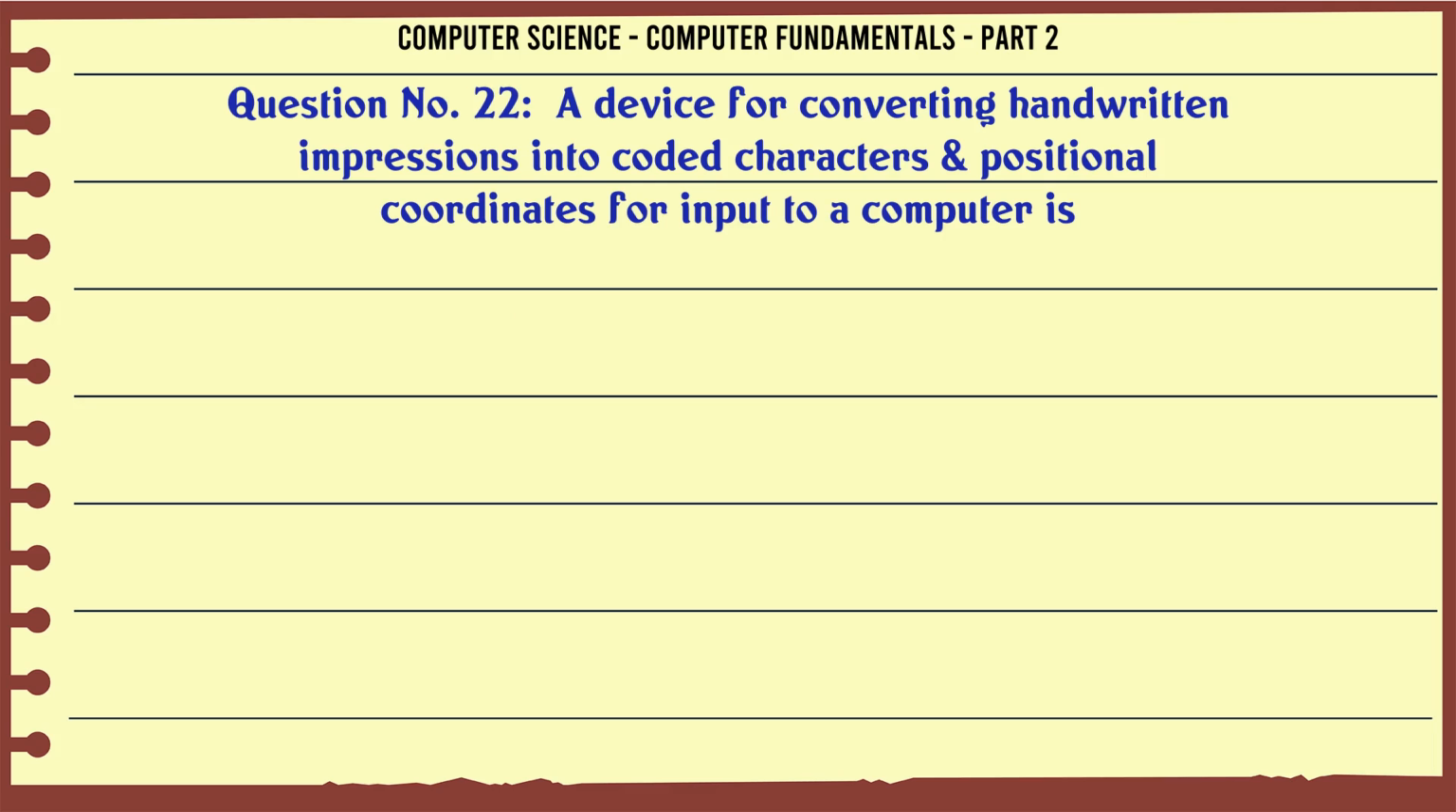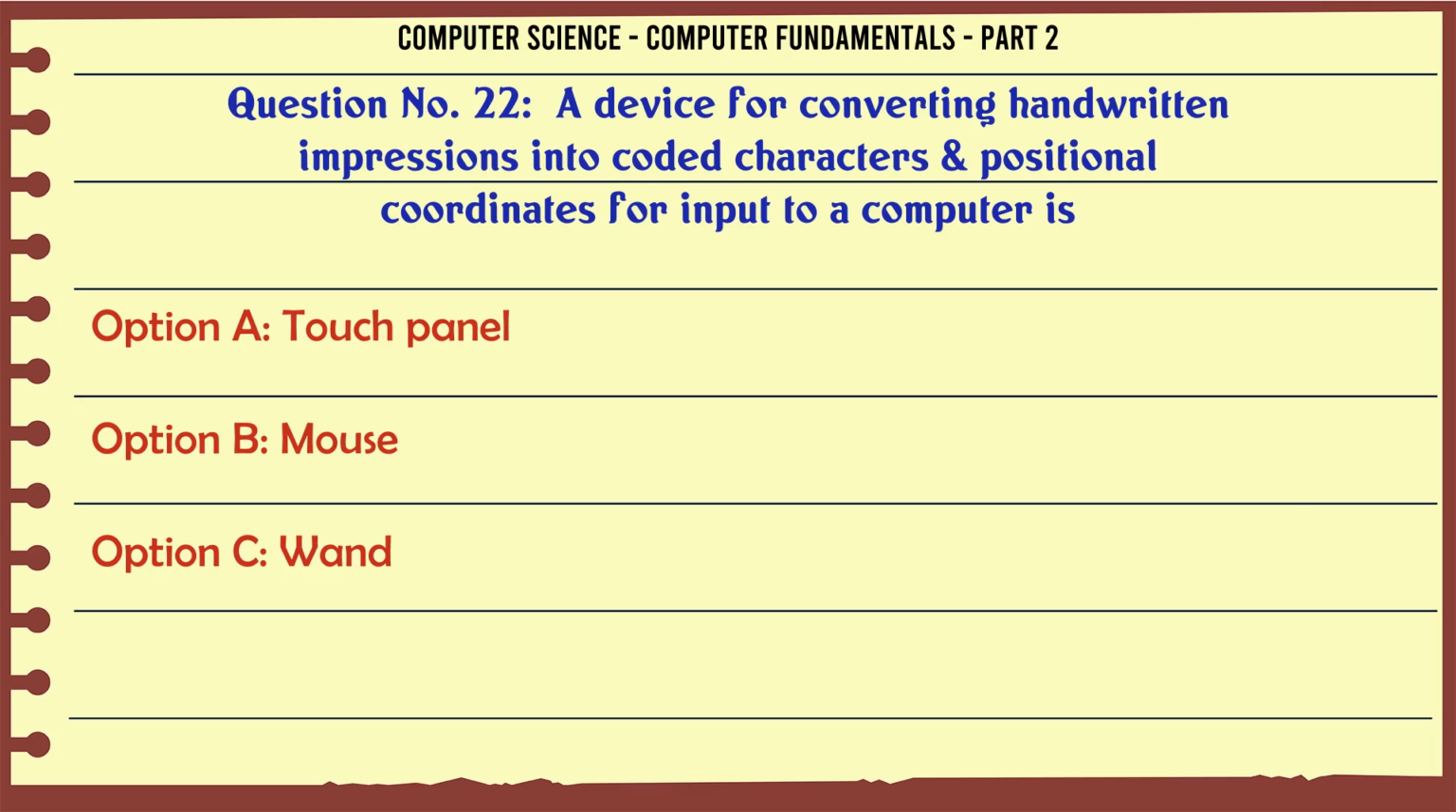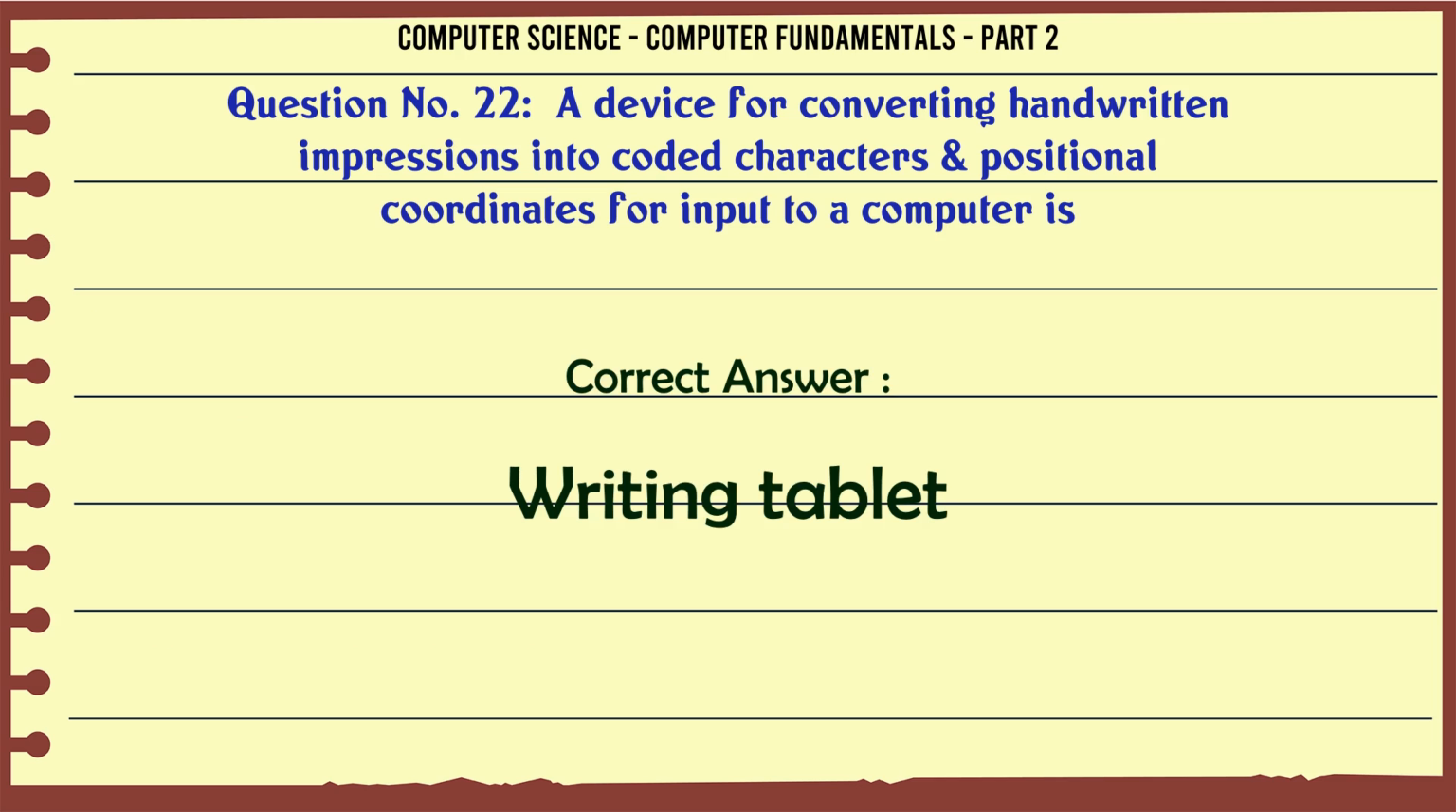A device for converting handwritten impressions into coded characters and positional coordinates for input to a computer is: A. Touch panel, B. Mouse, C. Wand, D. Writing tablet. The correct answer is writing tablet.